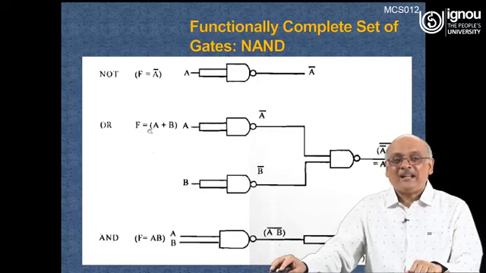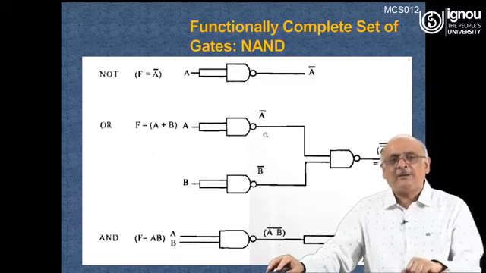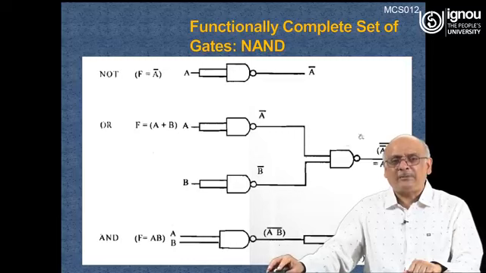Similarly, for A plus B, we use something called De Morgan's law. I'll explain De Morgan's law a little bit later, but if you really want to understand this particular circuit, you need to understand De Morgan's law. De Morgan's law says that the negation of A and B, whole negation, is equivalent to A negation plus B negation.